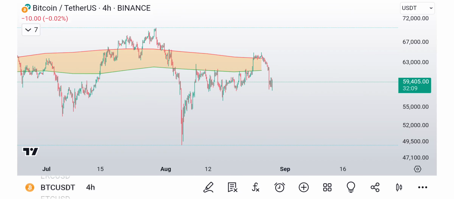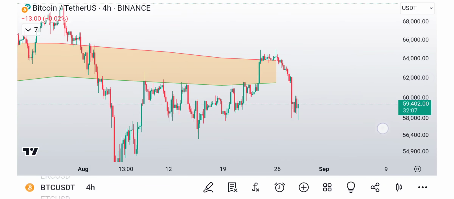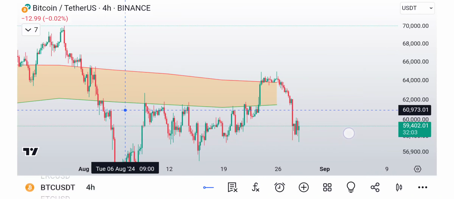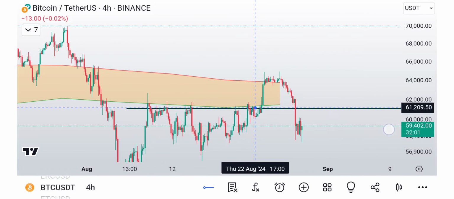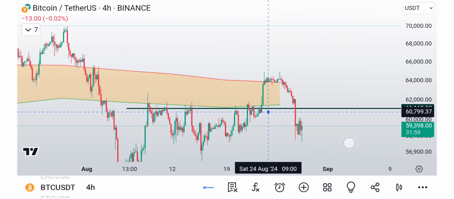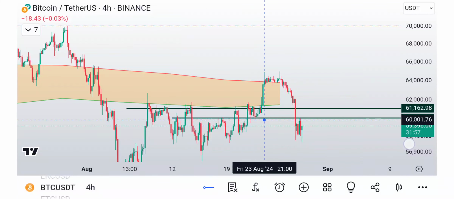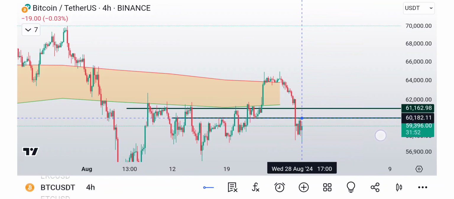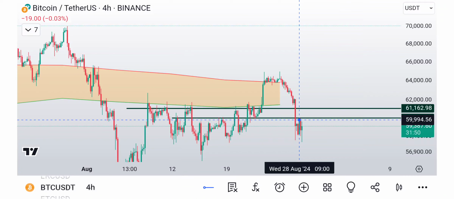Guys, it looks like Bitcoin has lost the backtest zone. I think I read somewhere about 110 million in liquidations. So yeah, that was our level we wanted to hold here, and it looks like we lost it. And now we're coming back up and retesting it as resistance.